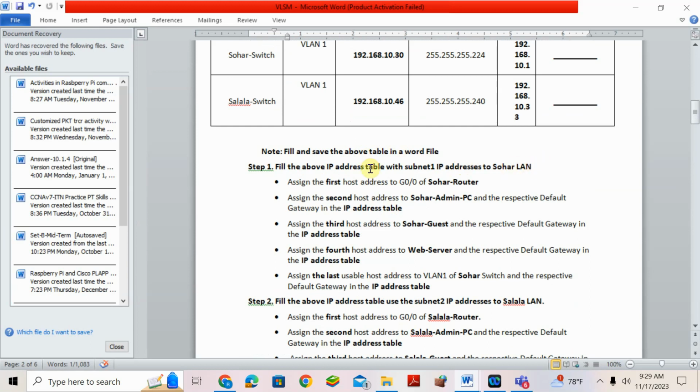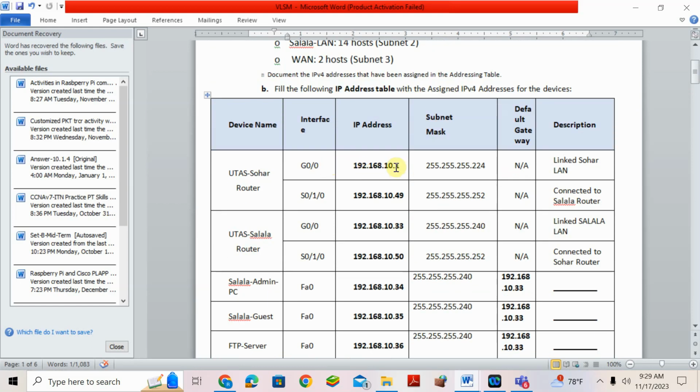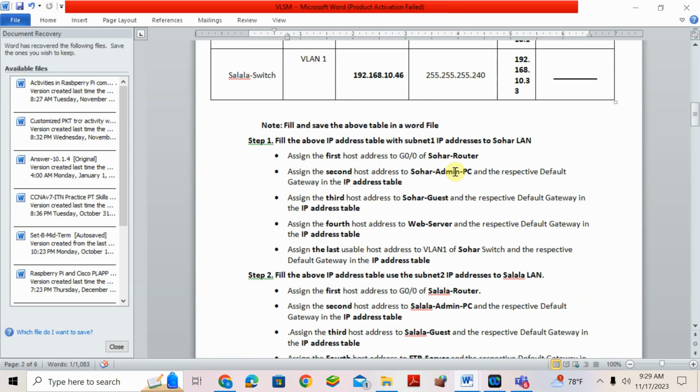Subnet 1 IP goes to the Sohar LAN. The first host address goes to G0/0 of the Sohar router. So G0/0 of the Sohar router is 192.168.10.1. The mask is 255.255.255.224, you know that. Then the second host address goes to the Sohar admin PC and its gateway.